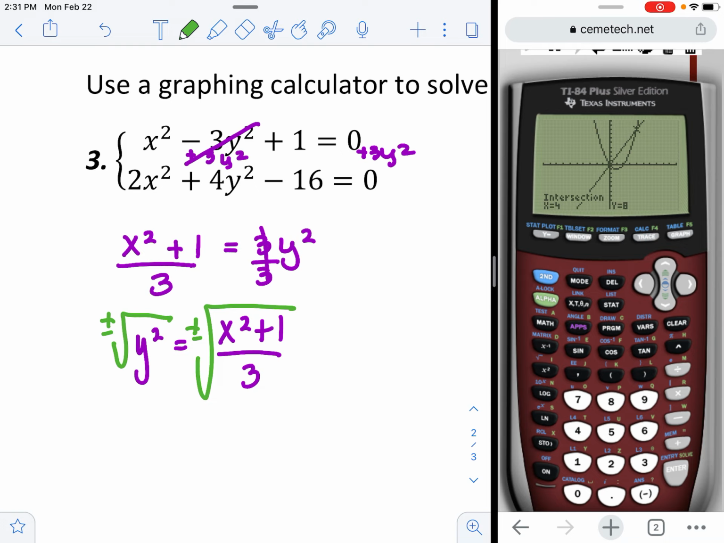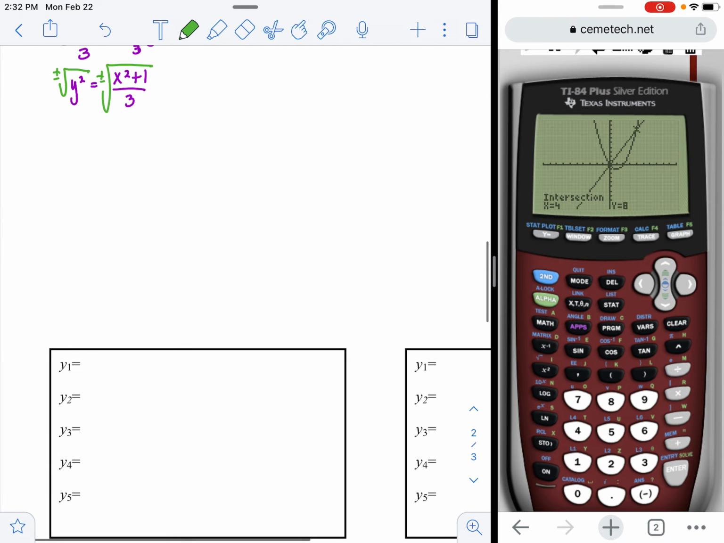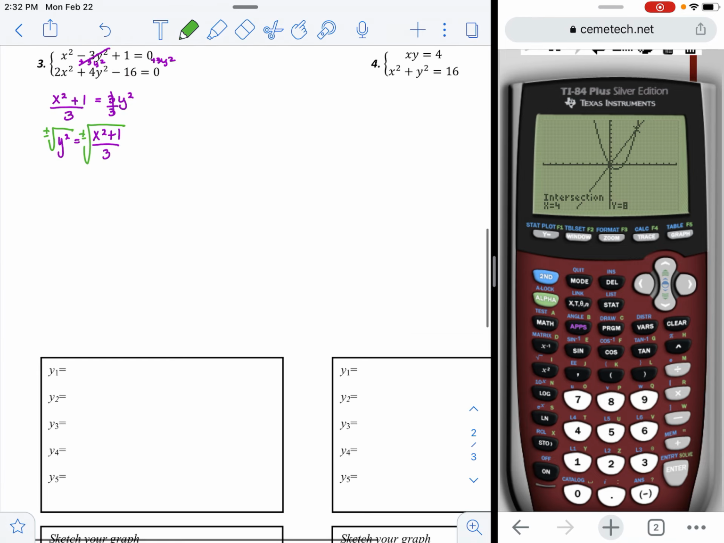I'm about to square root to solve. So square root. Don't forget plus or minus. Square root plus or minus. And you have y equals positive square root of x squared plus 1 over 3. And then y equals negative square root of that whole stuff. Okay, so you actually have two different things. There is no plus or minus button in your calculator, so you have to write them in separately.